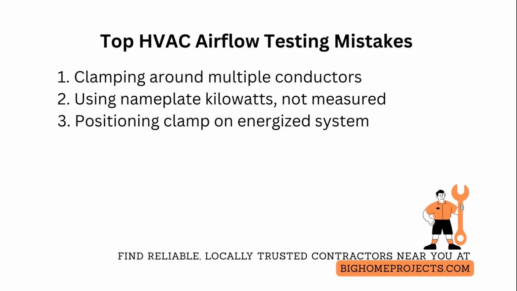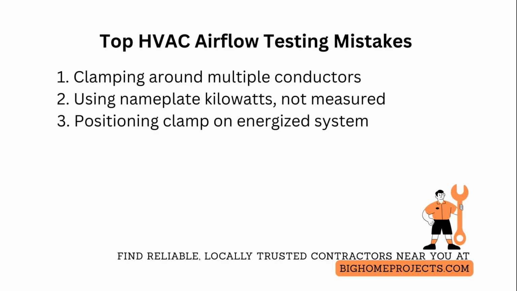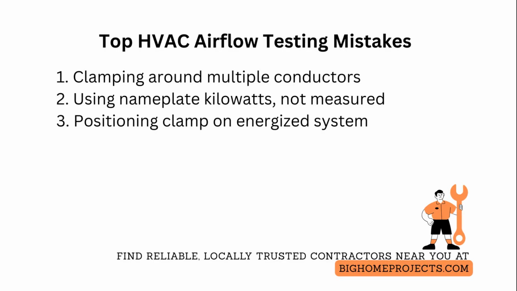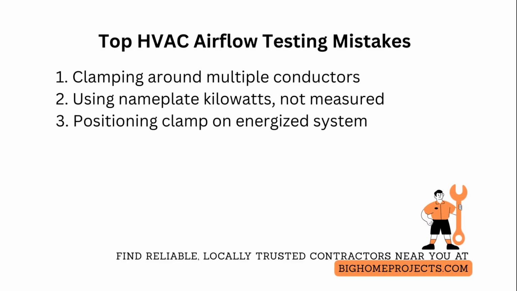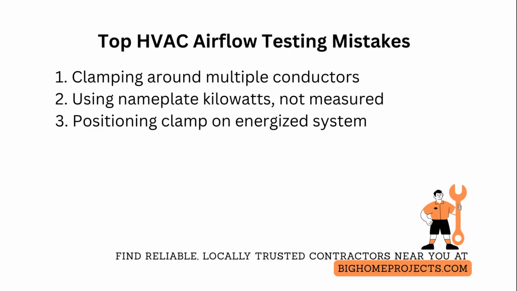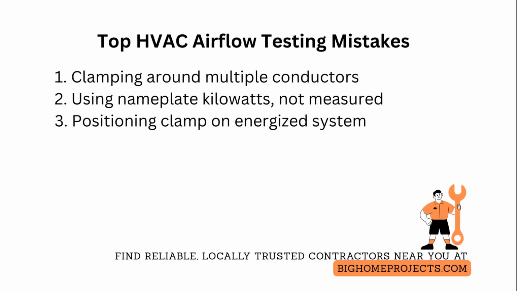One of the safety and accuracy issues in how to use an amp clamp is energizing the air handler while positioning the clamp, which risks shock, arc, and a dropped meter. Fix it by de-energizing the disconnect, setting your clamp range and orientation first, routing the single heater conductor cleanly through the clamp, securing the meter, stepping back, and only then restoring power for readings.